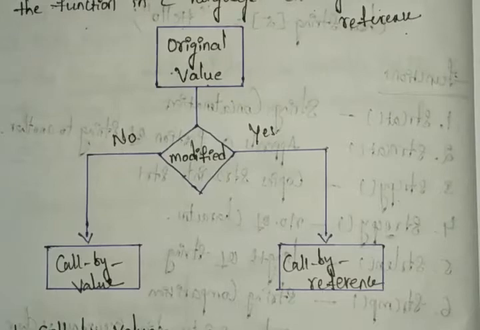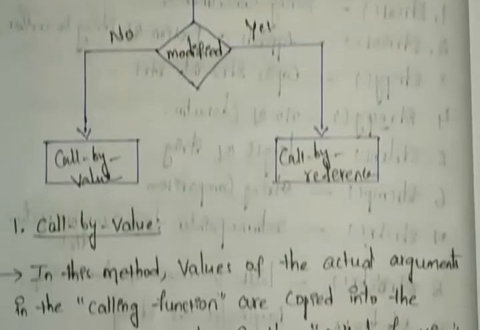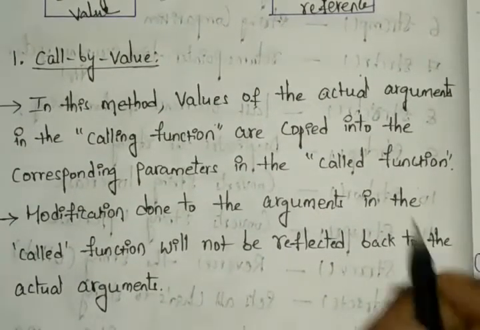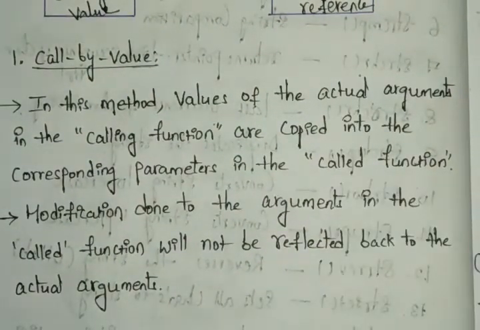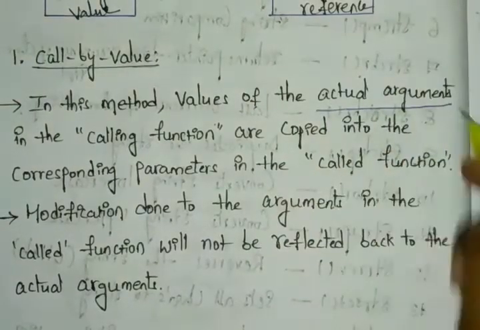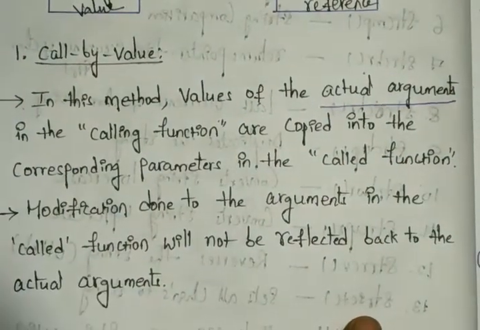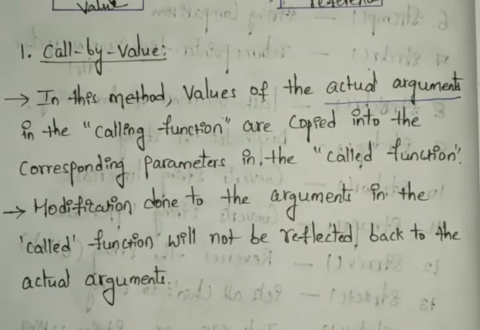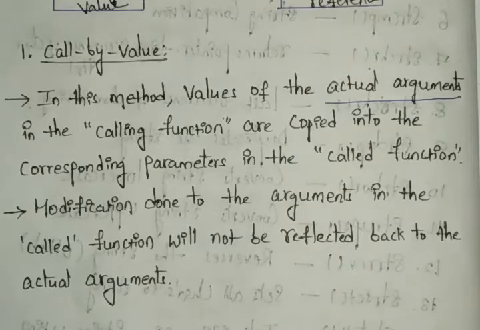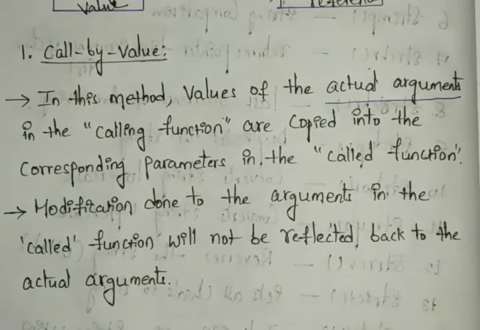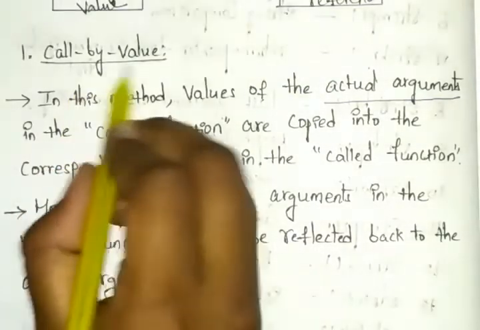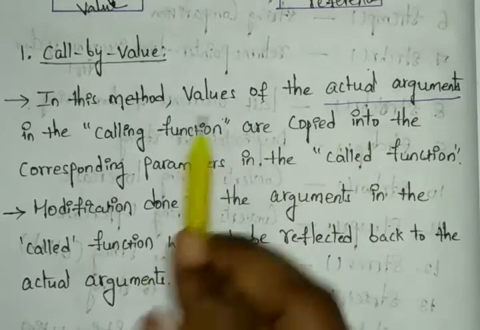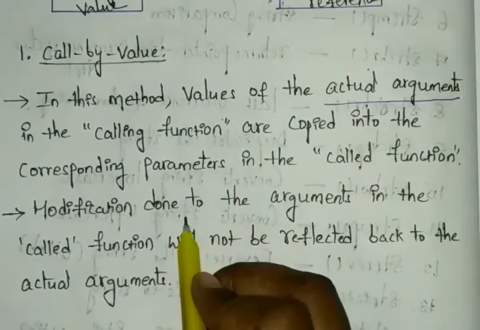Let's see. First we need to discuss call by value. Call by value performs on our arguments, the actual arguments, or else you can say the actual parameters. In call by value, the values of the actual parameters are copied into our formal parameters.